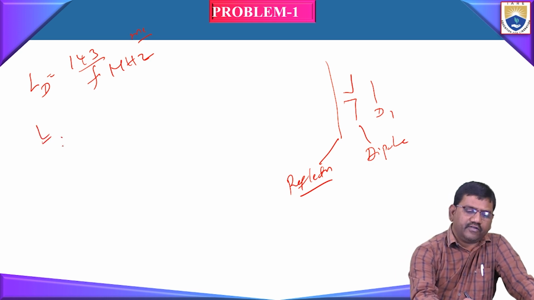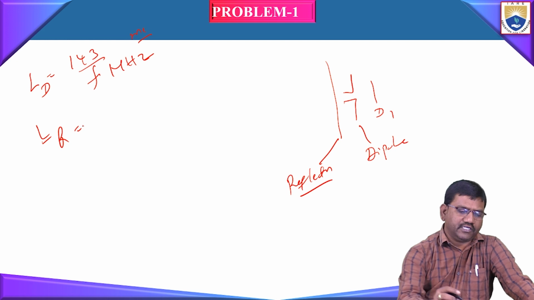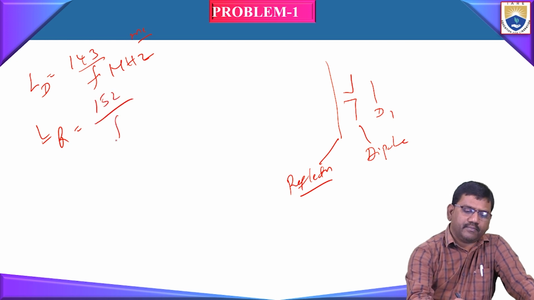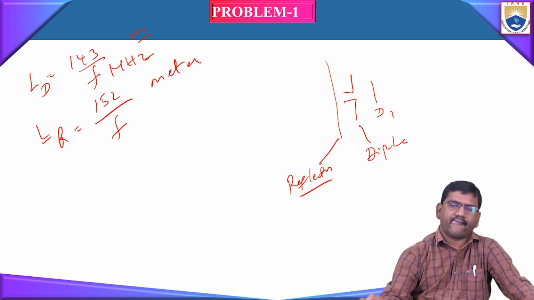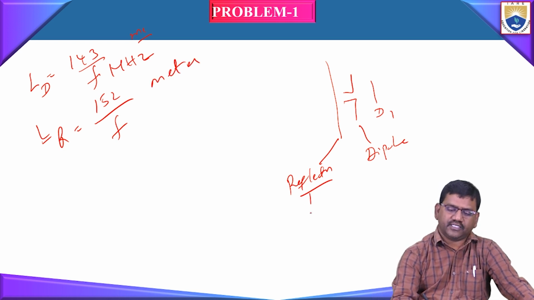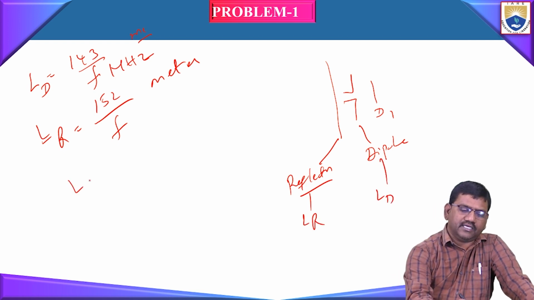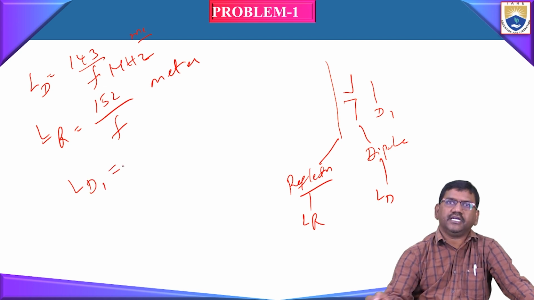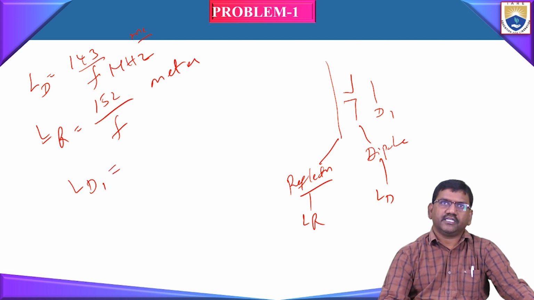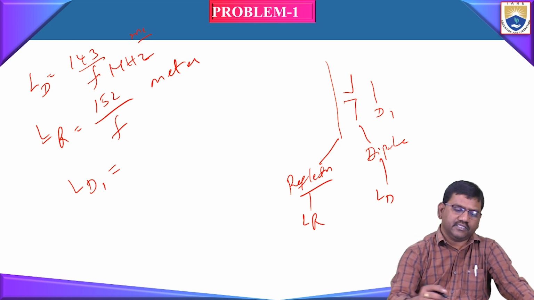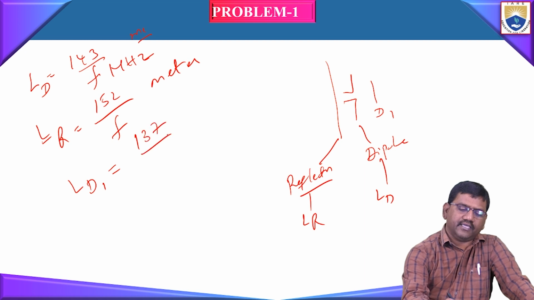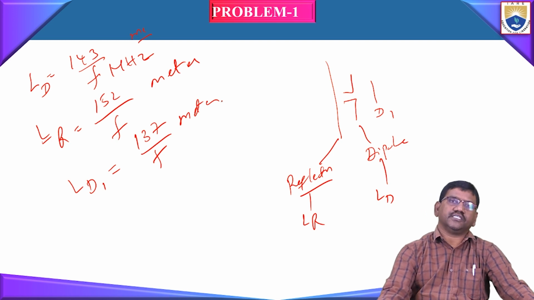Similarly, the length of the reflector must be equivalent to 152 by f megahertz, and this length is also specified in meters. This is the length of the reflector, indicated as LR. This is LD. Similarly, the length of director 1 is denoted as LD1. The length of the director is always less than the length of the dipole and also the reflector antenna, so it is given as 137 by f meters.